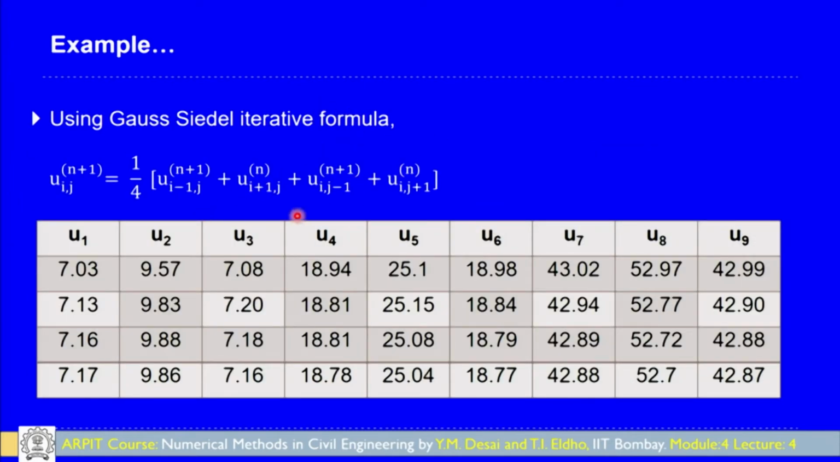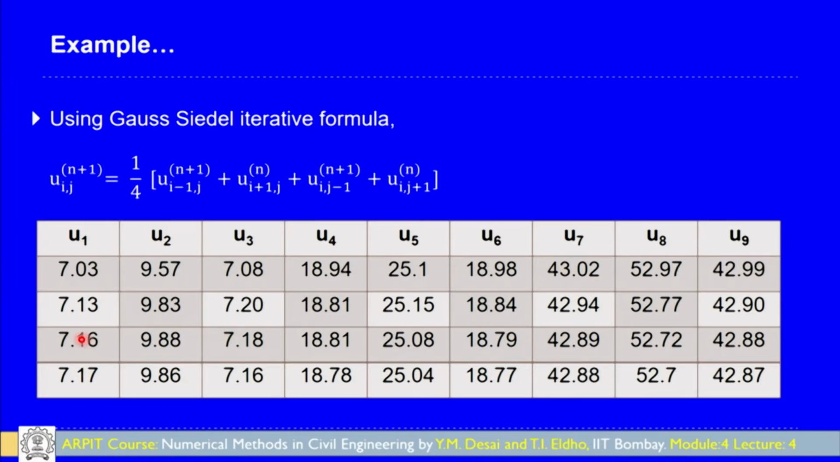Now, we have already seen Jacobi's method, Gauss-Seidel iterative formula and successive over-relaxation. If you use, for example, the Gauss-Seidel iterative formula, which is given as u i j n plus 1 is equal to 1 by 4 (u i minus 1 j n plus 1, the new iteration, plus u i plus 1 j n plus u i j minus 1 n plus 1 plus u i j plus 1 n), we can write all of it in a tabular form like this, u1 to u9, and from one iteration to another we can keep on improving the solution.